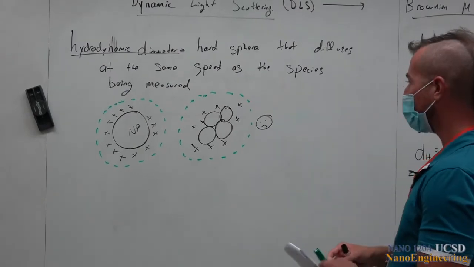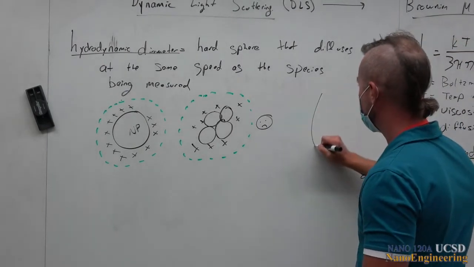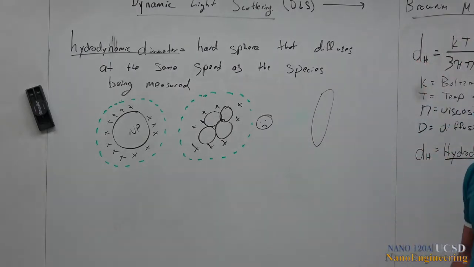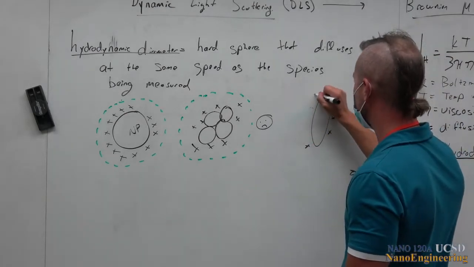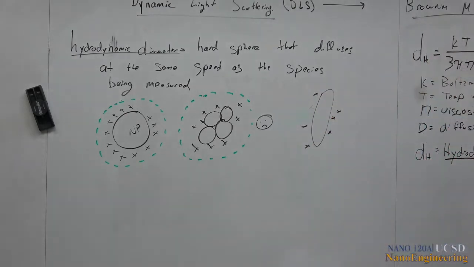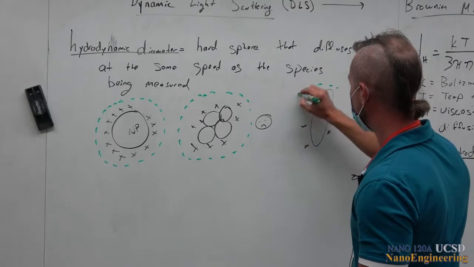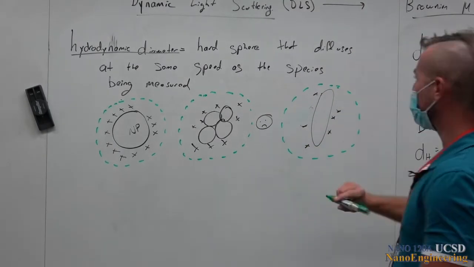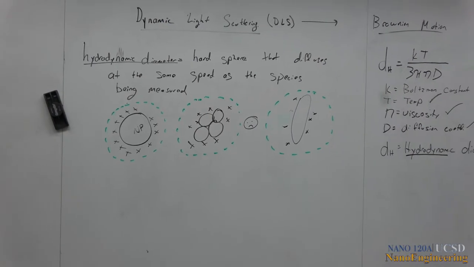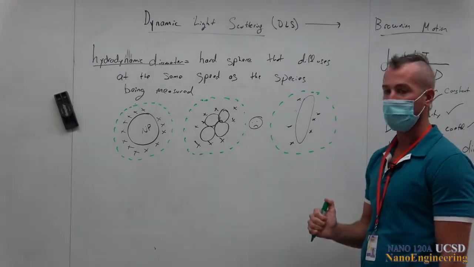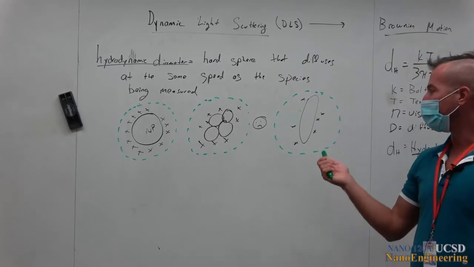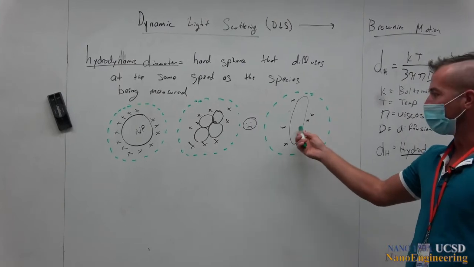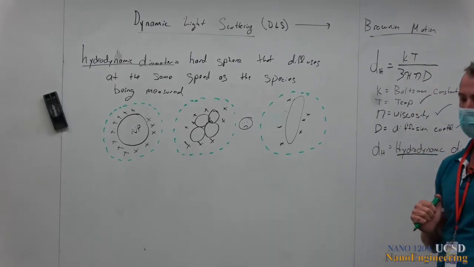What if you have something that looks like this? A two-dimensional system, a nanorod, and of course it has solvent. The hydrodynamic radius of this is still going to look something like this, a hard sphere that diffuses at the same speed as the species being measured. Okay? So this is kind of a key consideration. This technique does not do very well with non-spherical systems. Okay?